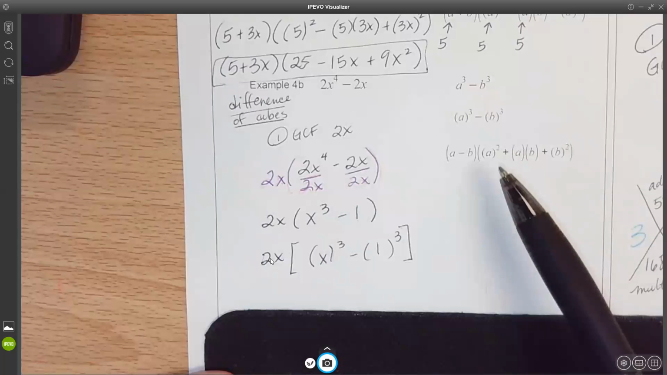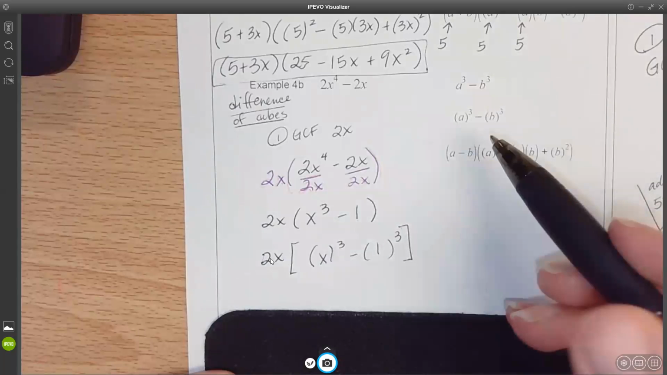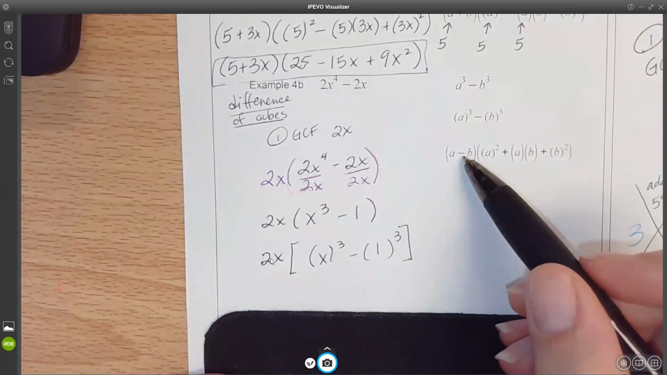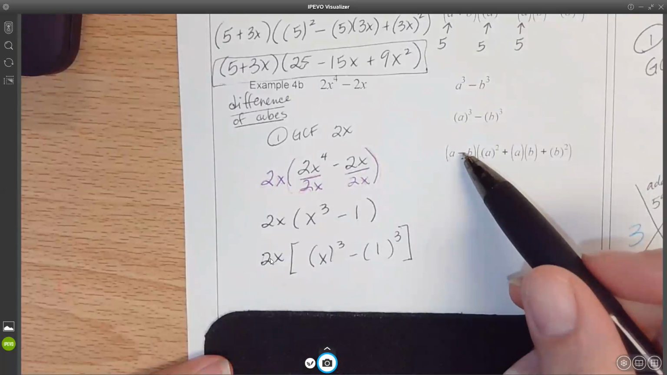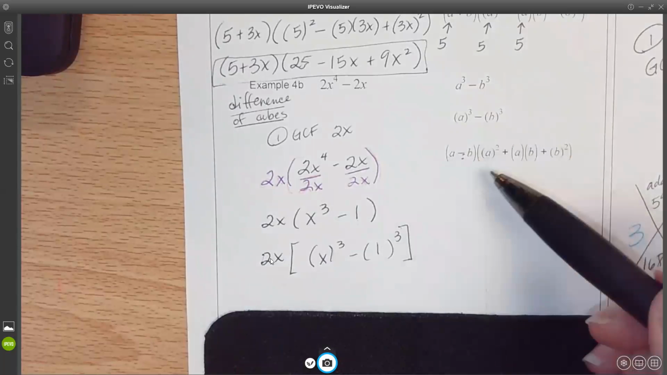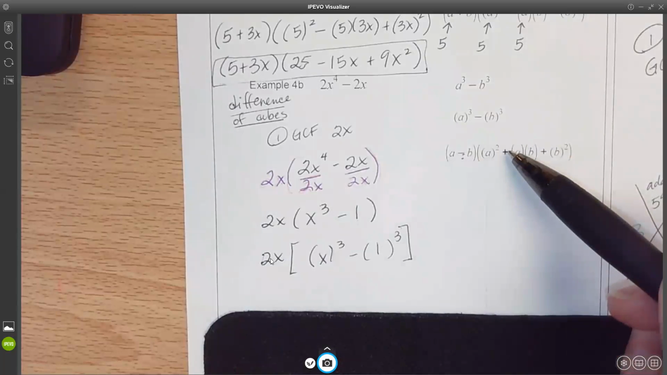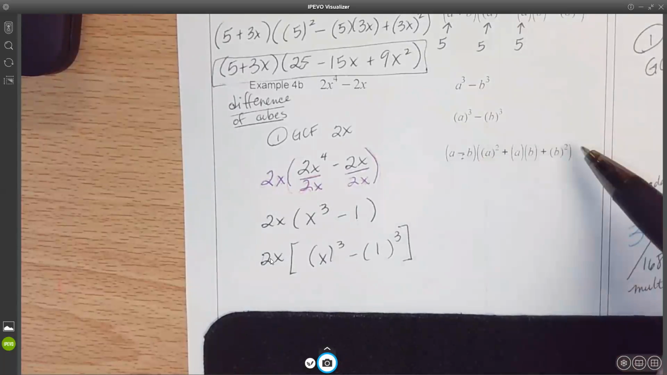Let me reduce: 2x times x to the third minus 1. And these are perfect cubes. This is 2x times x cubed minus 1 cubed. So I have a slightly different pattern. Because the first term is minus, it matches. This is a difference, so the first one is subtract. The next sign is opposite. These are always opposite. And the last one is always added.